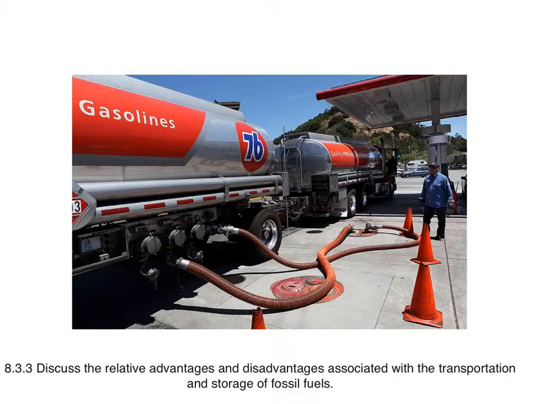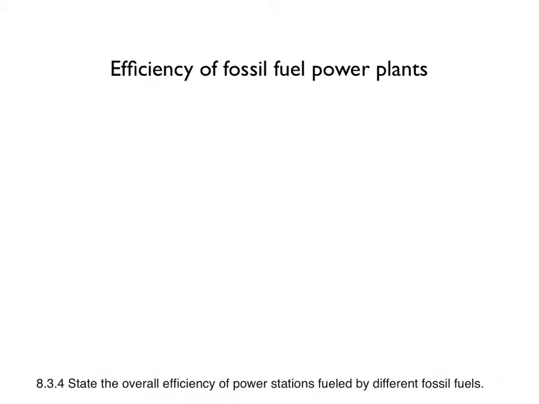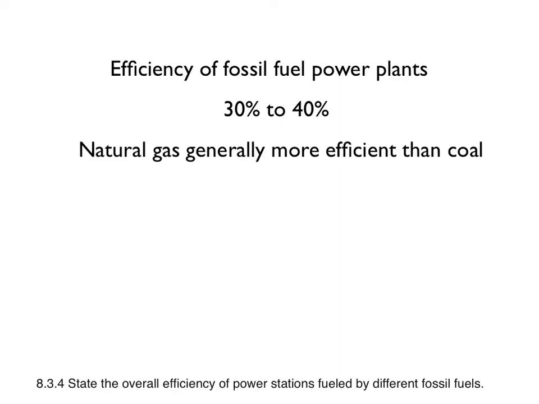quite serious. There are also environmental concerns, and the environmental concerns usually deal with what happens if you have a spill. When oil products, kerosene, diesel fuel, gasoline, seep into the soil, they can get into the groundwater and cause all sorts of contamination. Fossil fuel power plants tend to have efficiencies in the 30 to 40% range. Natural gas plants can be up to 42% efficient, so generally natural gas is more efficient than coal.